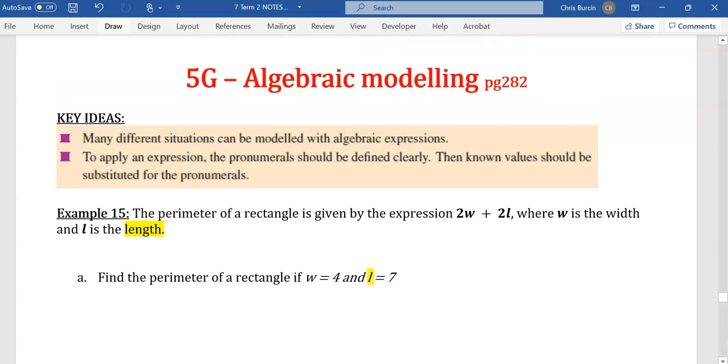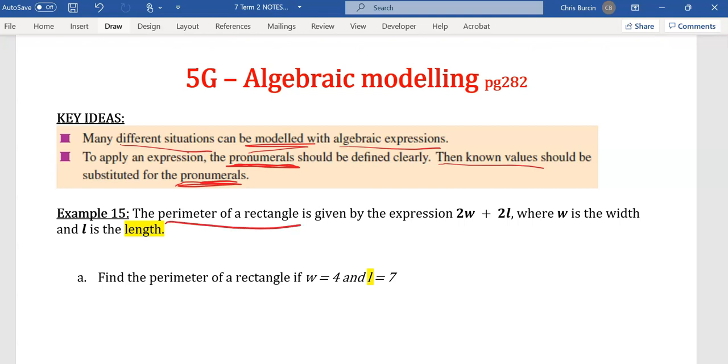All right, we're talking about modeling, algebraic modeling. So there's lots of different situations where we can use algebraic expressions to actually figure out something such as a problem, which I'll show you below with words. To apply an expression, the pronumerals should be clearly defined, and then you substitute the known values for those pronumerals. So we're actually getting to work it out, which is something we really like to do.